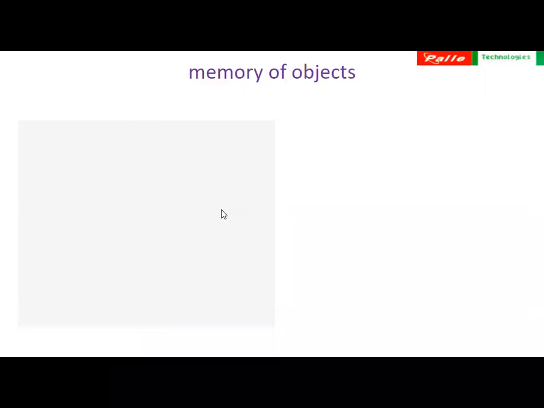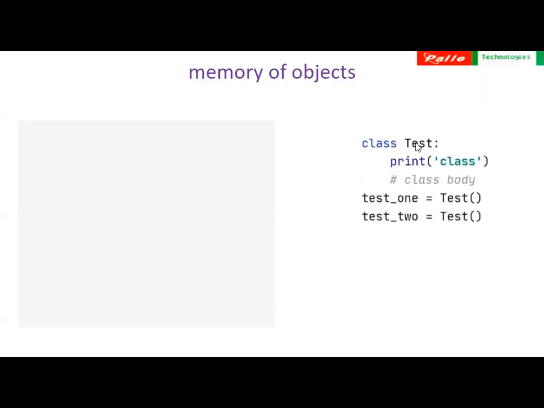Now we have to understand memory of objects. When you create any object, what memory will be occupied? I have created a dummy class. The class name is test. Inside this I'm simply printing class. Here what is important is where this object will be created. Now I'm writing test1 is equal to test. So what I'm doing here? I'm creating an object.